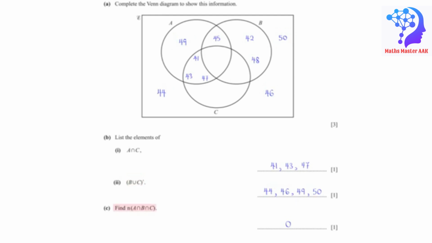Find the number of elements that are in A and B and C. From the Venn diagram, there are no elements in this region, and so our answer here is 0.